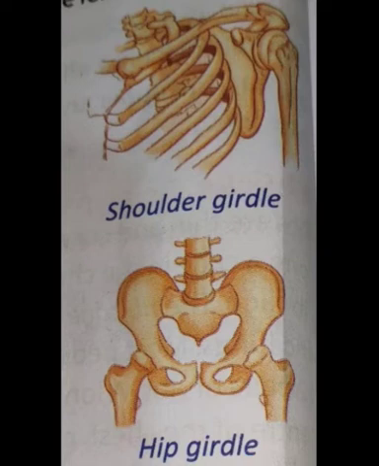The shoulder girdle connects the upper limbs, or arms, to the body. It is made up of the collarbone and the shoulder blade. Next, the hip girdle connects the lower limbs, or legs, to the body.